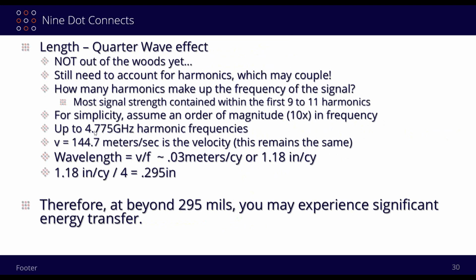So that now changes us from 477 megahertz to approximately 4.8 gigahertz harmonic frequencies. I'm sorry, I'm throwing some approximations out here. The velocity still remains the same; again, it's frequency independent. We go to our wavelength, and really what we're doing is just moving everything over one additional place. So at the end, what we're saying is that at approximately 300 mils, or 295 mils, you may experience a significant energy transfer in the form of an antenna.